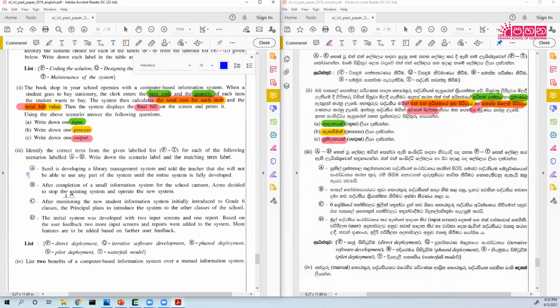Yes. So that means D is what? It's about deployment, right? So we have to decide whether it's a direct deployment, whether it's a phase deployment, whether it's a pilot deployment.